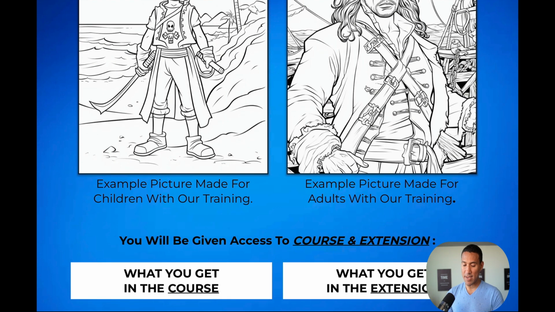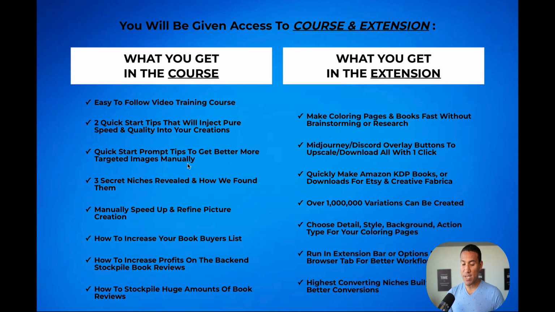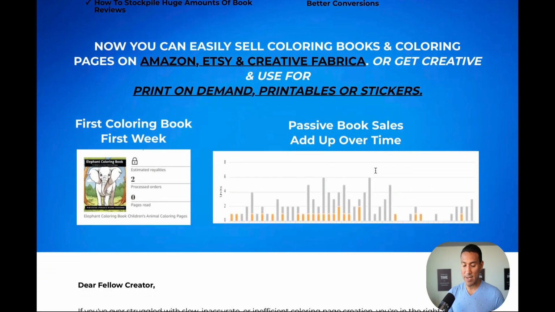Okay, so this is just an example of a picture made for children, or for adults over there. As I said, he's going to offer you a course which teaches you how you can do it. You can automate it, so you just click one button. Within 4 minutes, you've got all the pages in your book. There's an extension which will go ahead and create these books, which you can quickly make for Amazon, and you can then publish it online within a couple of minutes.